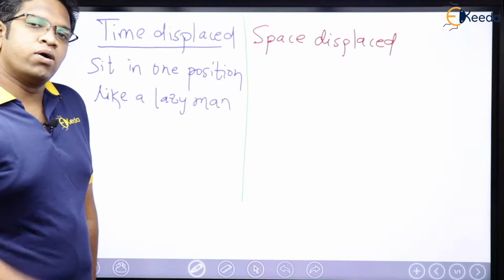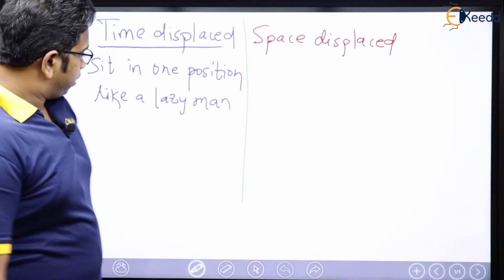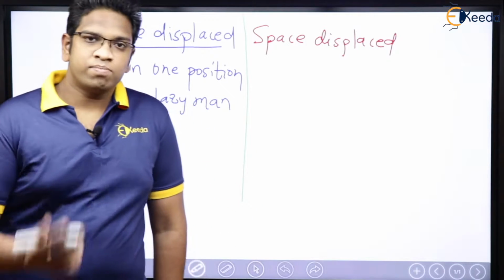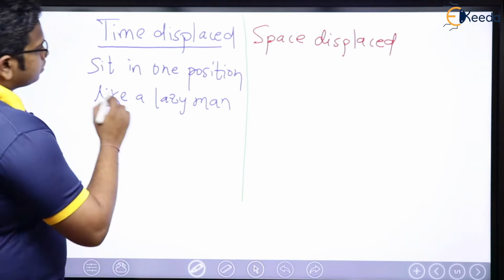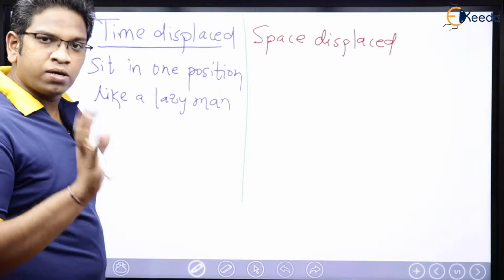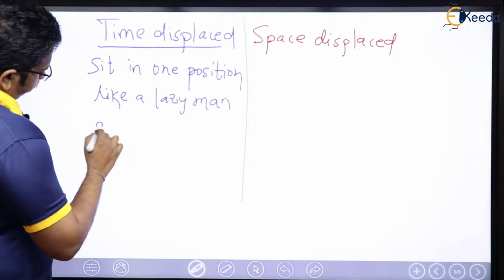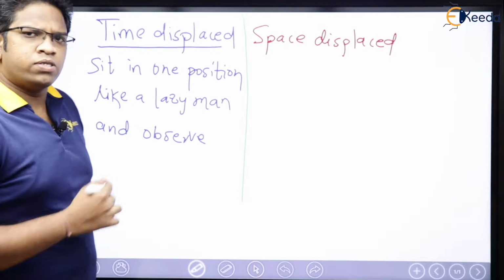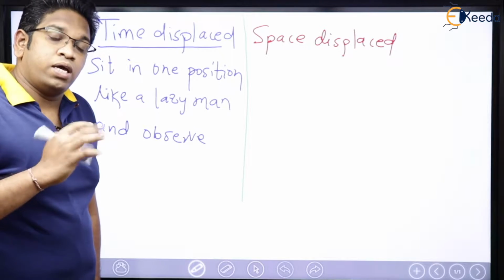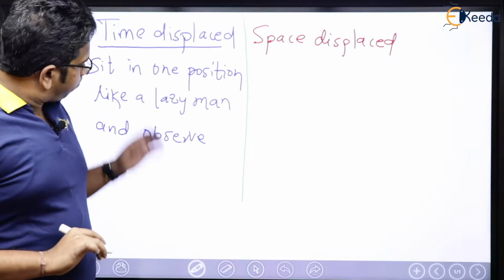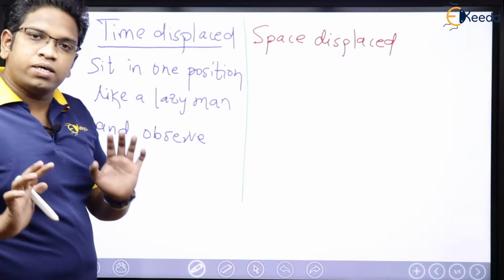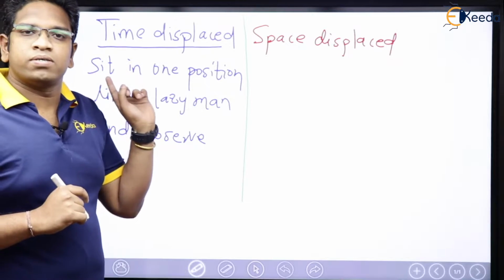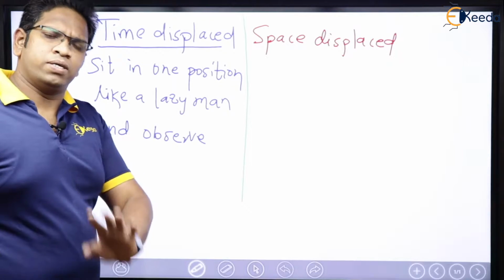Example, sleeping on the bed or playing some games on mobile phones, PUBG and all, right? Now, see here. Anyways, sit in one single position like a lazy man and observe. Observe what, sir? Observe variations. If you find some or the other variations by sitting at one particular position like a lazy man, then those will be called as time displaced. You will understand gradually.